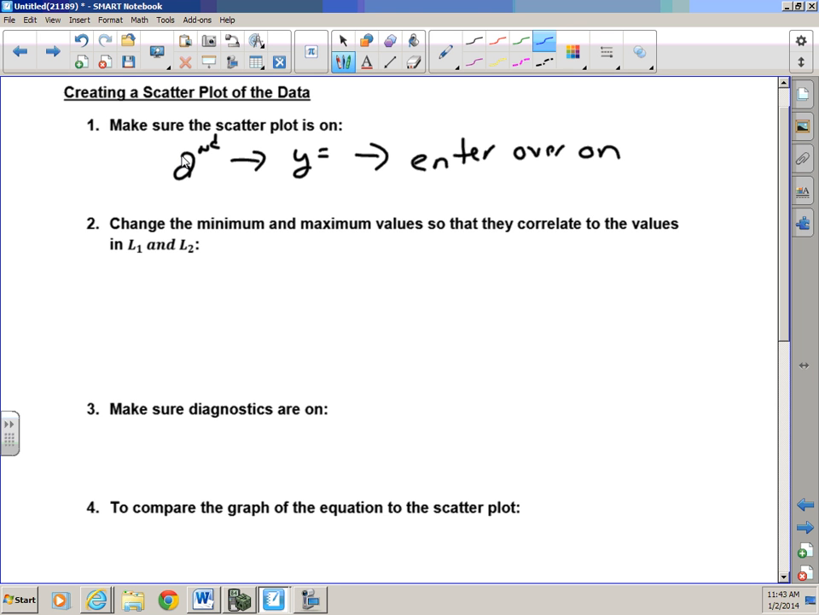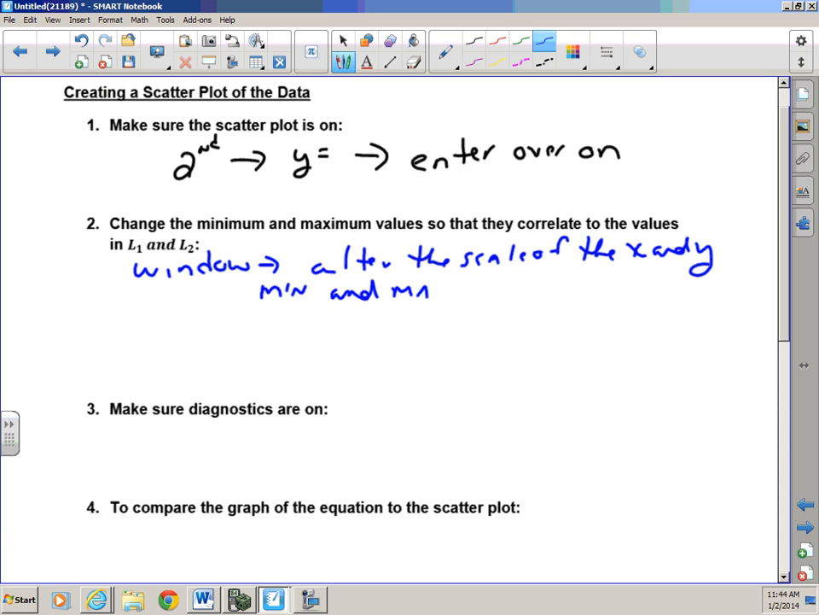Now, as I said, if the range of the numbers is very wide, then I want to go in and adjust the min and maximums. So, how do I do that? I hit the window button, and then I alter the scale of the x and y min and max values. And then hit graph. That'll show me the scatter plot.